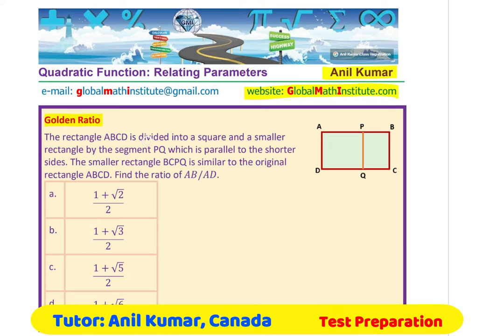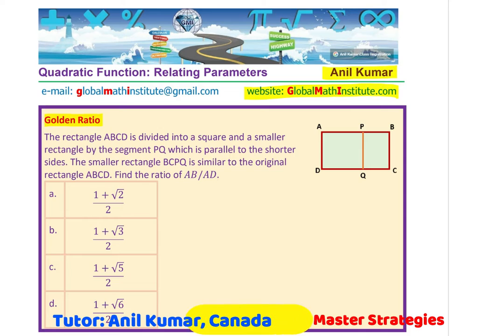The rectangle ABCD is divided into a square and a smaller rectangle by segment PQ. So that's a rectangle ABCD divided by the segment PQ, which is parallel to the shorter sides. The smaller rectangle BCPQ is similar to the original rectangle ABCD. Find the ratio of AB over AD. This is also known as the golden ratio. I would like you to pause the video, answer this question, and then look into my suggestions.